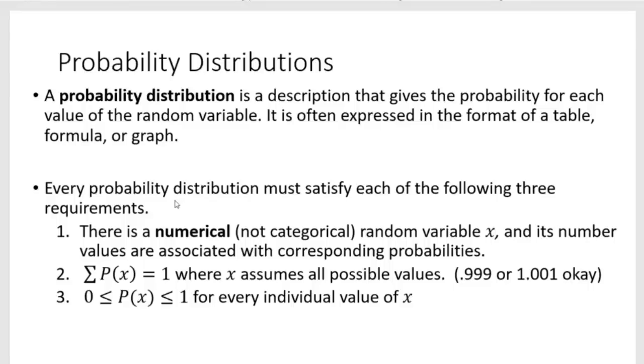It could be in a formula or a graph, but let's look at what every probability distribution is going to satisfy. It's got to have a numerical random variable x, so we can't be talking about shirt colors, and the values have to be associated with probabilities. So when you sum all of the probabilities of your outcomes, the sum has to be 1. If they don't add up to 1, you're not looking at a probability distribution. Now, we've got a little footnote here. If you sum it up and it's really, really close to 1, but it's 0.999 or 1.001, that's going to be okay because of rounding errors. Because we round, sometimes you can end up with something slightly different, but it's got to be that close. And every single one of your probabilities, as always, has to be between 0 and 1 inclusively.